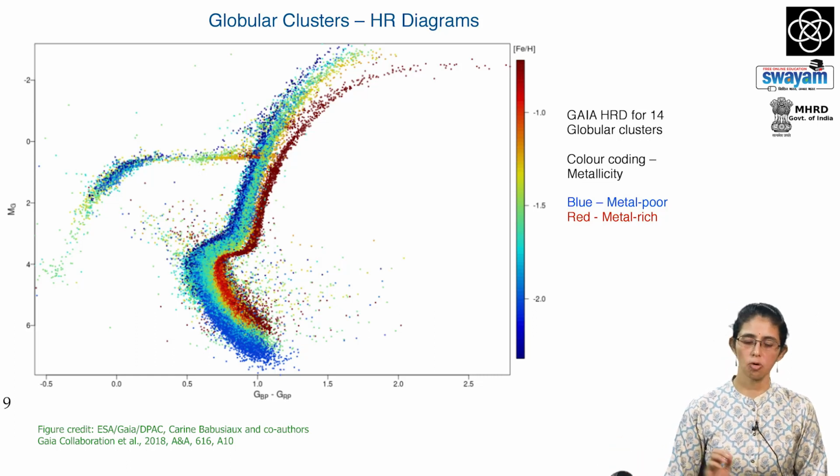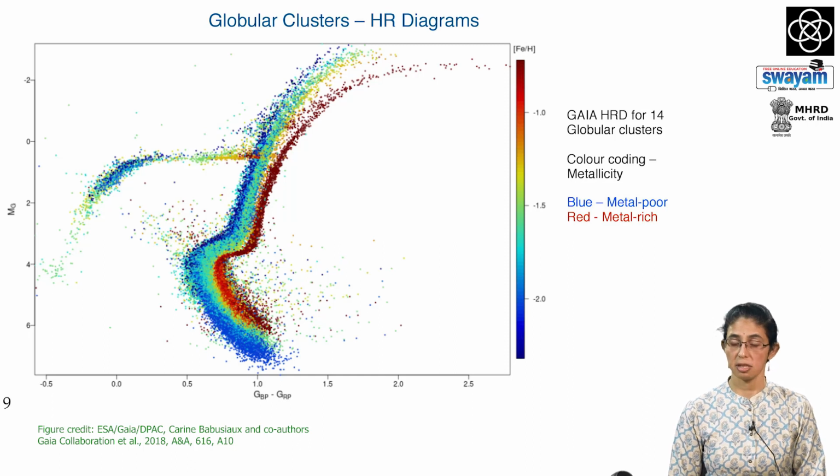Here, of course, the color coding is according to metallicity, and therefore, one can see that clusters with different metallicity occupy different regions on the HR diagram. Although the pattern seems to be the same, they occupy different regions, which goes on to say that the metallicity does have an effect on how the stars evolve.